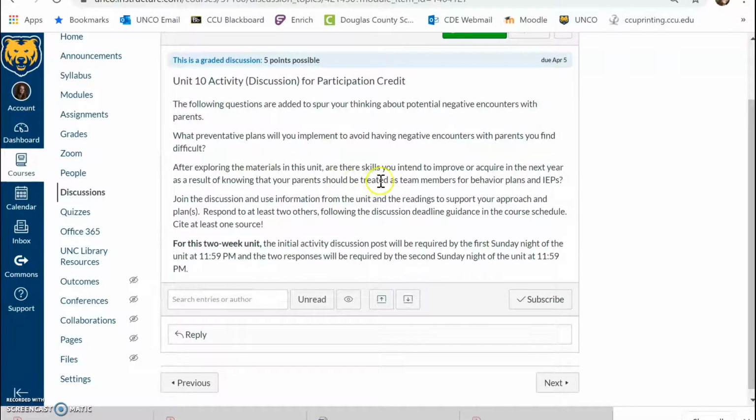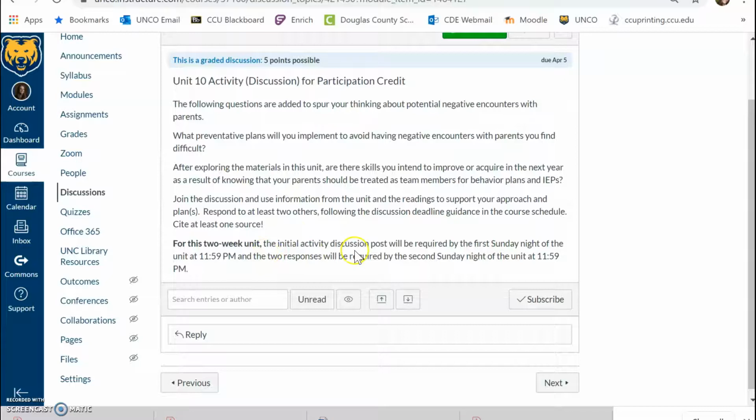Then the second question to answer will be, are there skills that you would like to improve or acquire as a result of knowing that parents should be treated as team members, not as guests or as people who are just along for the ride or observing the school-based team coming up with a document, but truly those who have valuable input and should be able to weigh in and contribute throughout the process so that everyone can come to a workable plan with the student's best interests in mind.